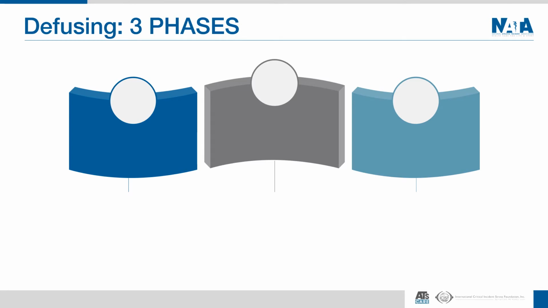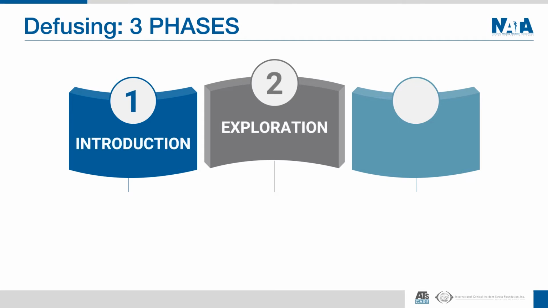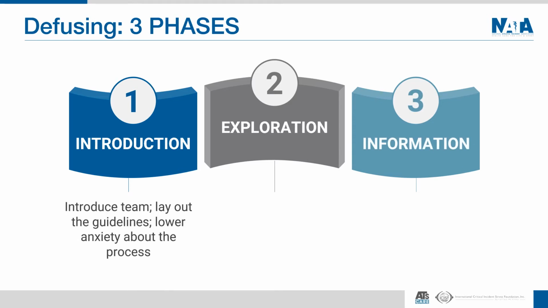Okay, so a diffusing has 3 phases. It's a 3-part intervention. So first, there's an introduction, then we do an exploration, and then we give people information. So in the beginning, you introduce the team members. Why are we here? Here are the guidelines. We're here to help, work through and help you to maybe lower some of your anxiety or process some of your anxiety after the process of the disaster that just took place.